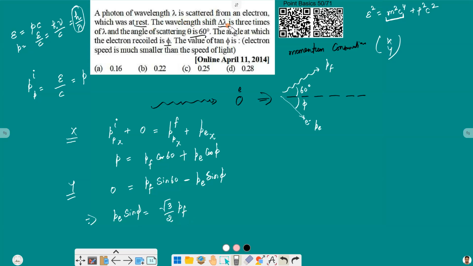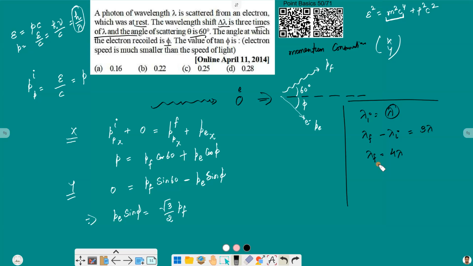Now what happens here? The wavelength shift is 3 times lambda. And this wavelength shift is for the photon. That means if the initial wavelength was lambda, then the shift is 3 times lambda, or lambda final minus lambda initial is 3 times lambda. So lambda final will be 3 lambda plus lambda initial, that is lambda. So that will be 4 times lambda.